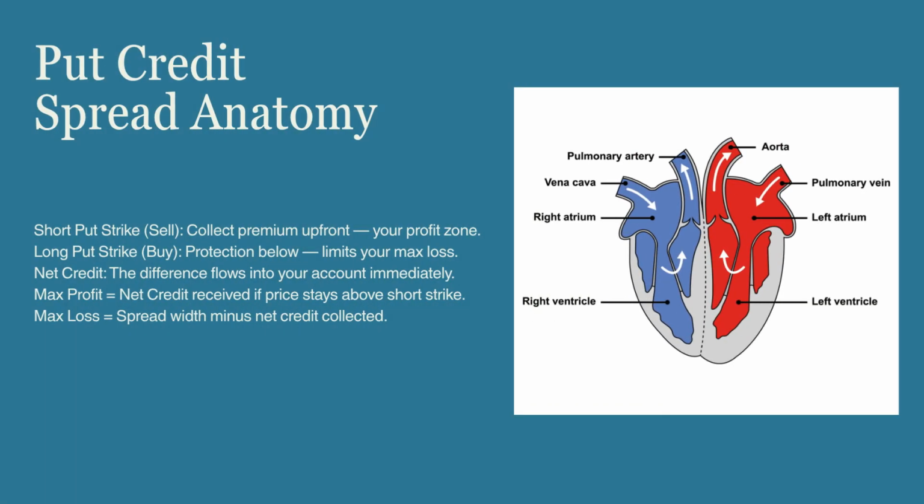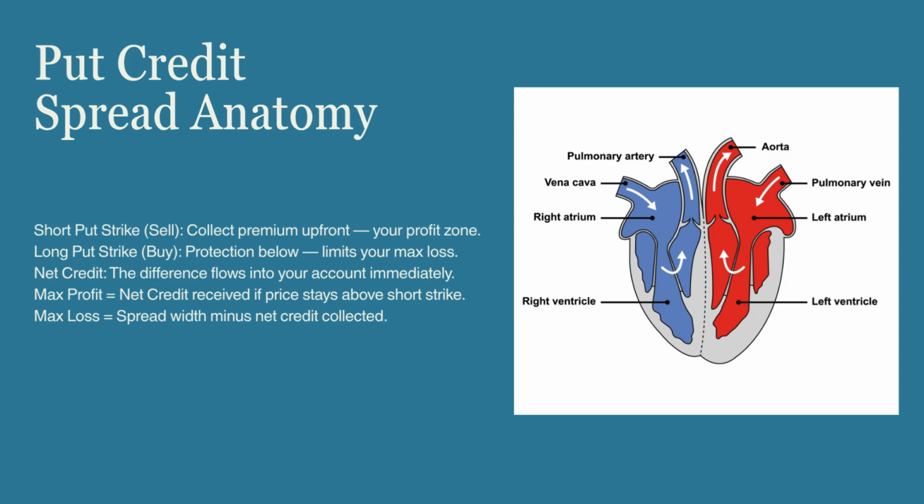Here's some key takeaways on terminology and how these set up as a summary. So we've got the short put strike that we're selling. That allows you to collect premium up front. You also have your long put that you're buying as protection, which is going to limit your downside loss. Your max loss is defined. In between is your profit. So that's your net credit.